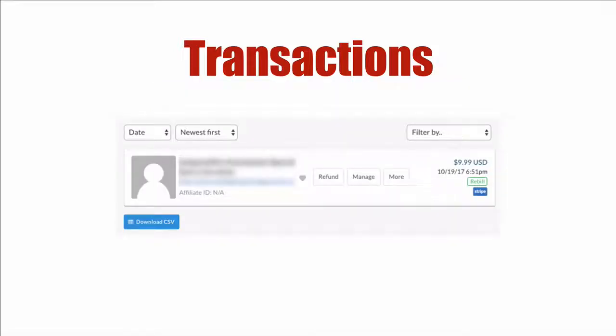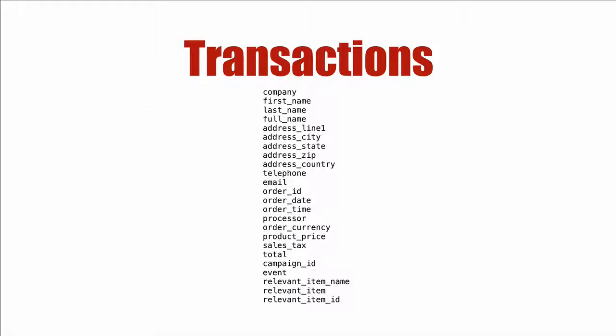Now, if you look at an individual person or a larger number of transactions, there's actually a download CSV button there on the bottom left, and that gives you a number of pieces of information about that transaction. And it's in a spreadsheet format, so you can do whatever magic you want to do inside that spreadsheet.